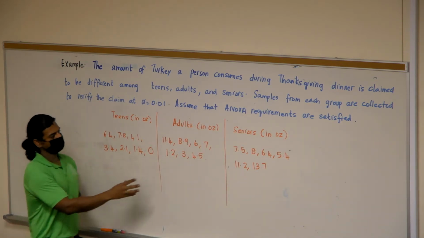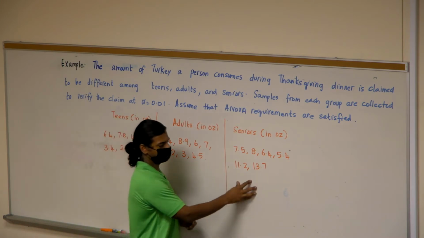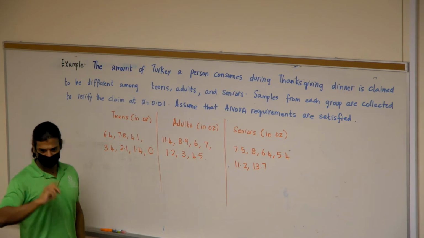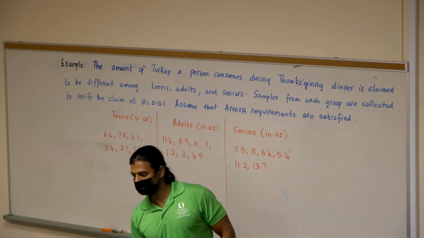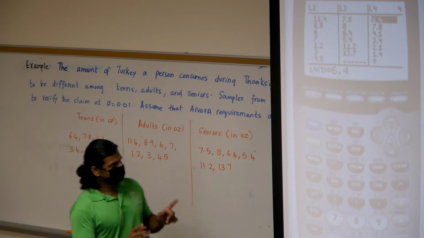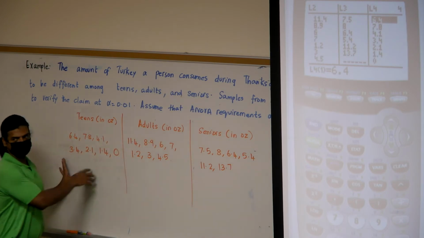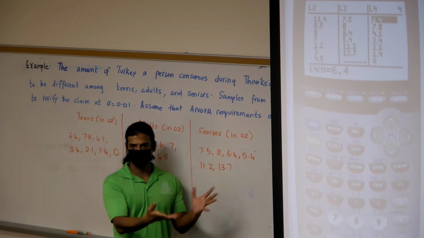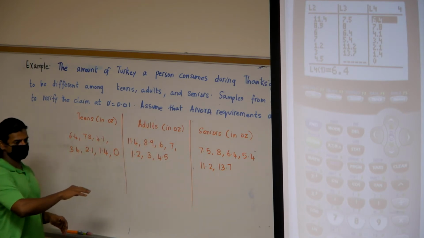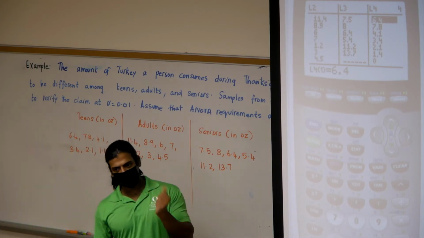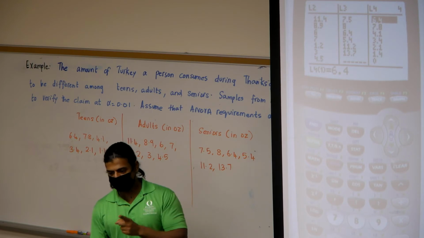All of this in list one, all of that in list two, all of that in list three, the combined list in list four. Yes? I entered all the data for teens in list one, adults list two, seniors list three, combined all of them together, put it in list four. So what do we need? We need the group means, then we need the grand mean.